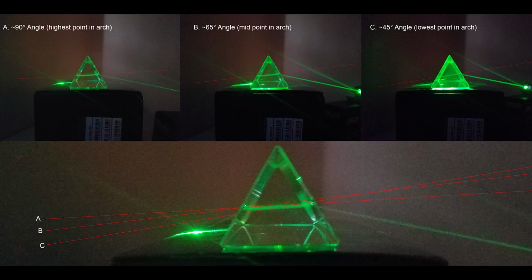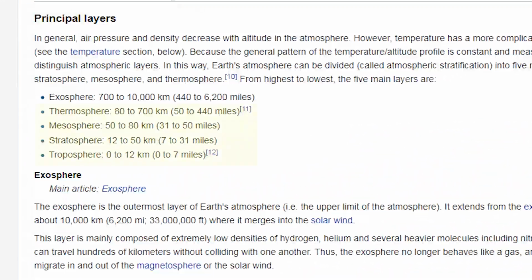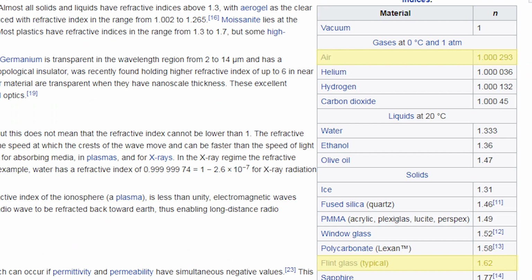To use a 1-inch prism which has a high refractive index, or hundreds of miles of Earth's atmosphere which has a low refractive index, is synonymous. In both cases, the same exact visual distortion will be seen due to light refraction and angle of incidence.